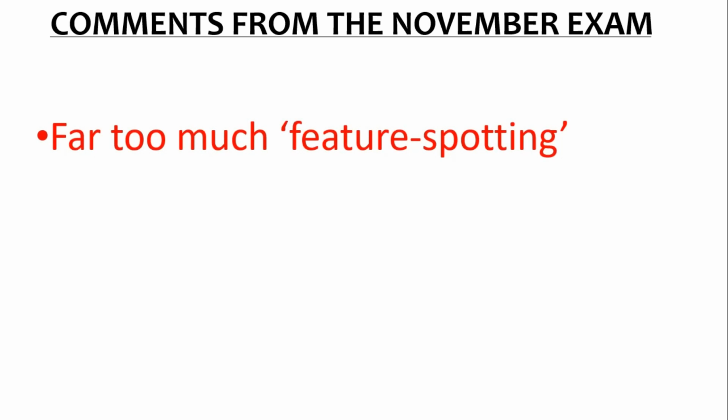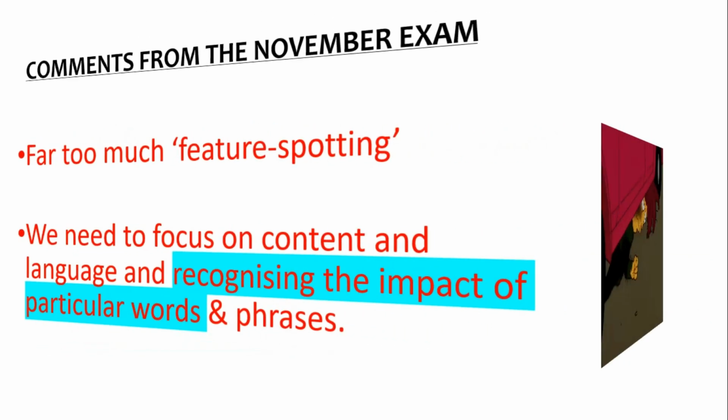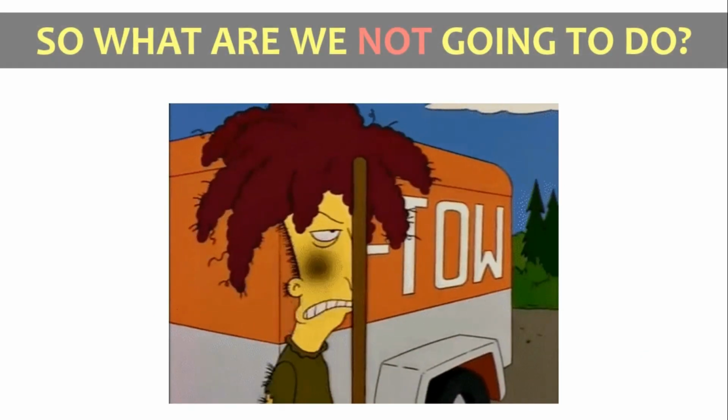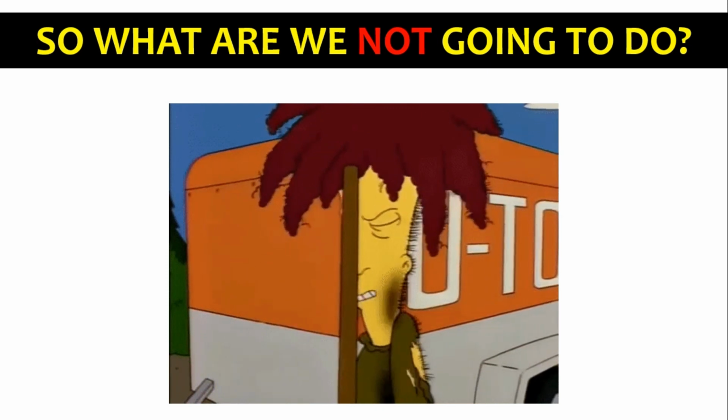So far too much feature spotting, so this means we don't want to say that's alliteration, that's a simile, without saying its effect. The way you're going to get marks in this question is recognising words and recognising why the writer decided to use these words. So we're not going to make the same mistakes that we did in the November exam or previous exams, because we're going to get the same result.